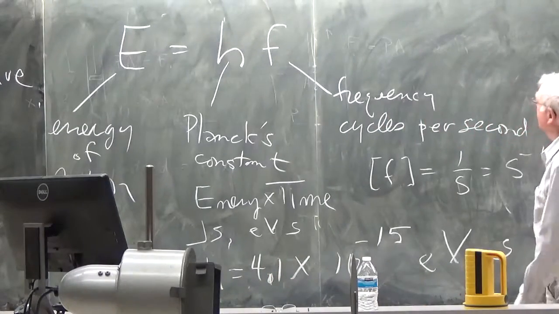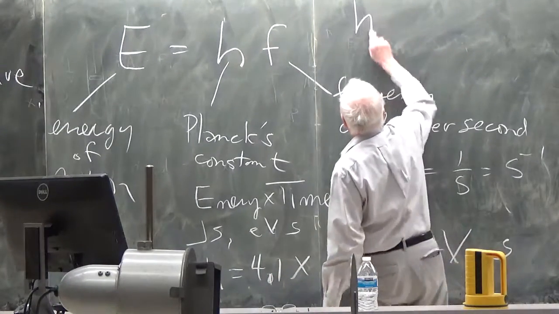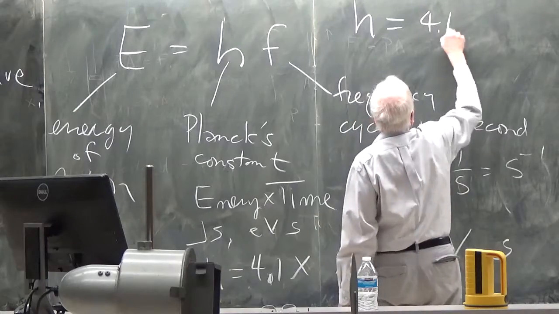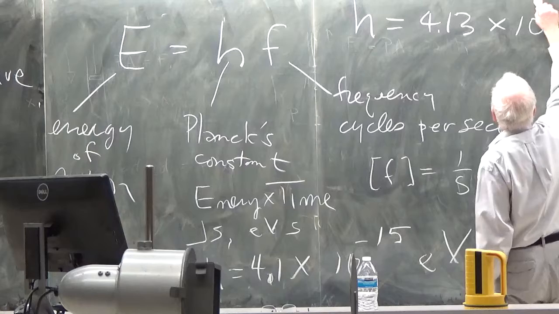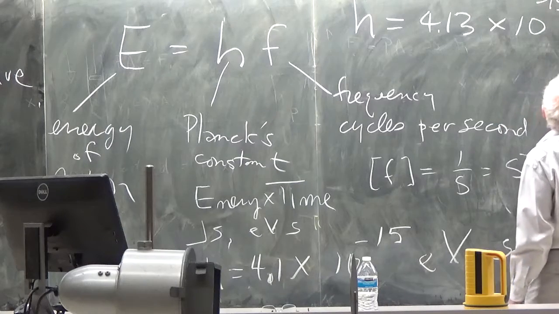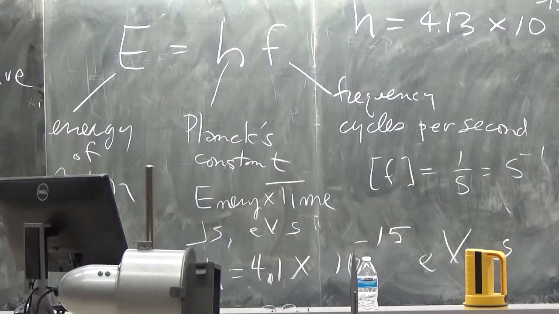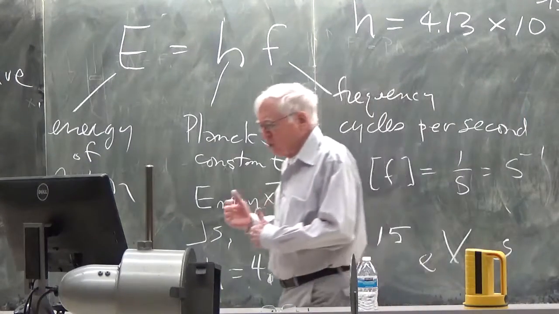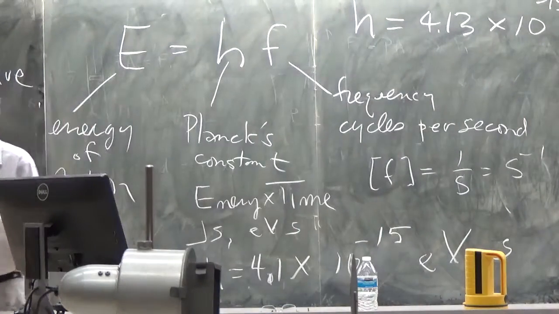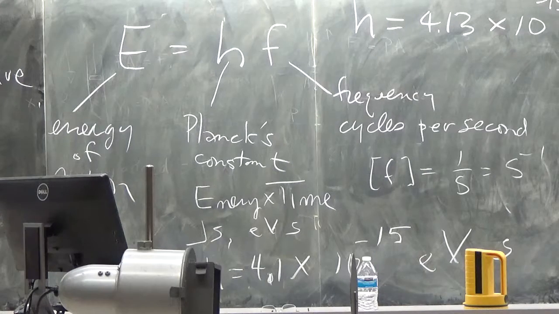Is that too low for people to see? Maybe I'll write it here. h is 4.13 if you want, 10 to the minus 15 electron volt seconds. So that's the constant that basically tells you when a process having a certain energy and lasting for a certain time becomes classical and when it becomes subject to quantum effects.